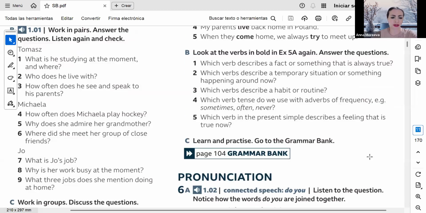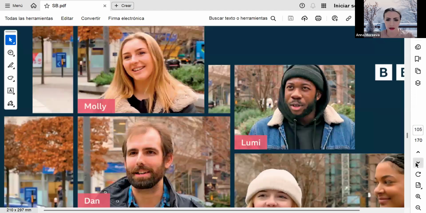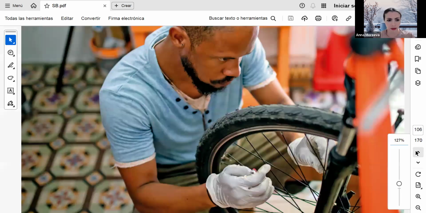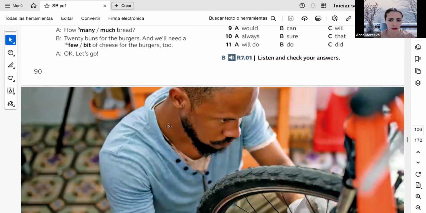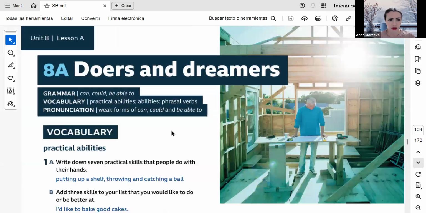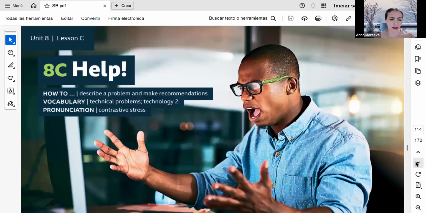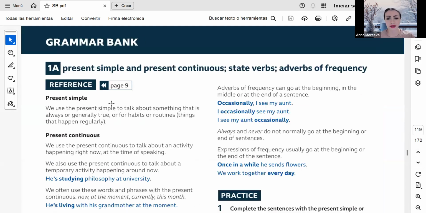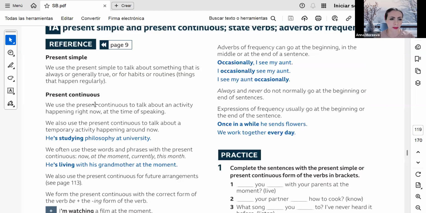And on page 104, we have the grammar bank. It's not the same in the page and in the file, yeah. So where it says grammar bank, we go there. Aha, it's here. Grammar bank. Here, the theory is the same as in the presentation, so I took it from there.